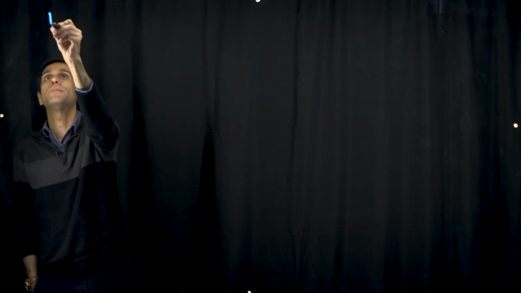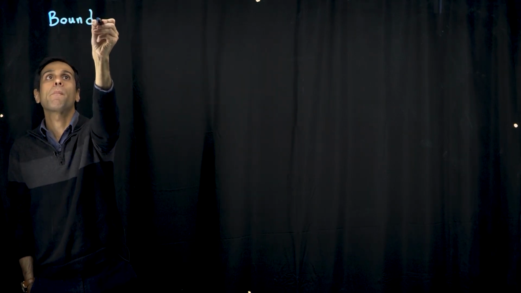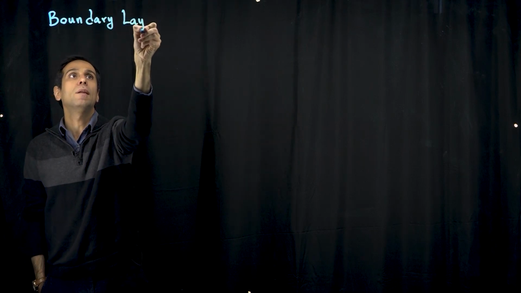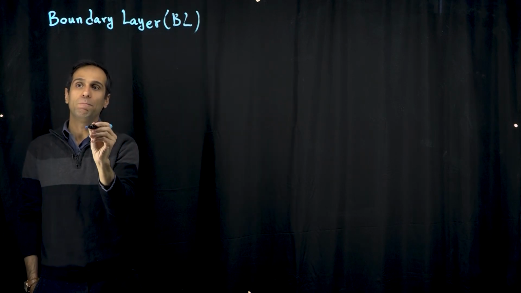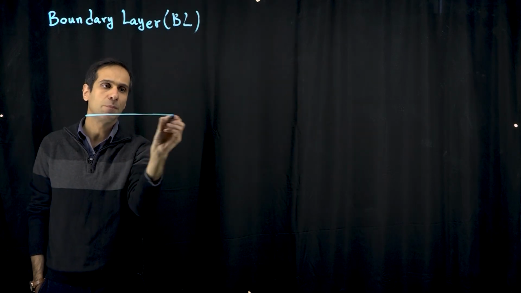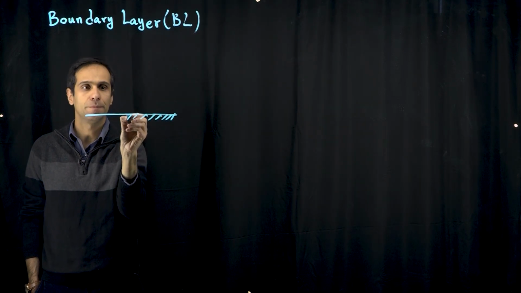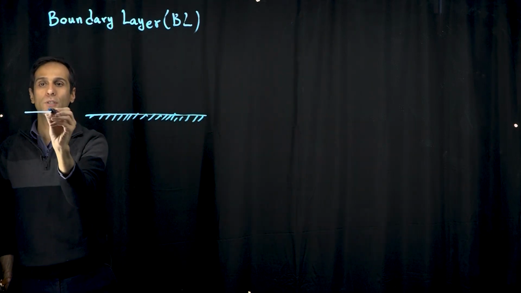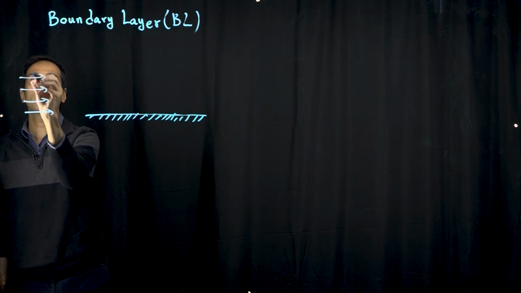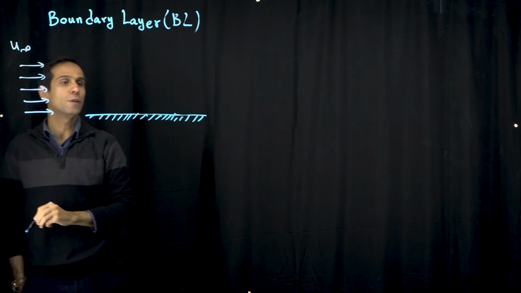I'm going to cover a very important chapter: boundary layer. Imagine there is a body, for example, a flat plate. In an external flow, the flow is coming in the x direction, u infinity.